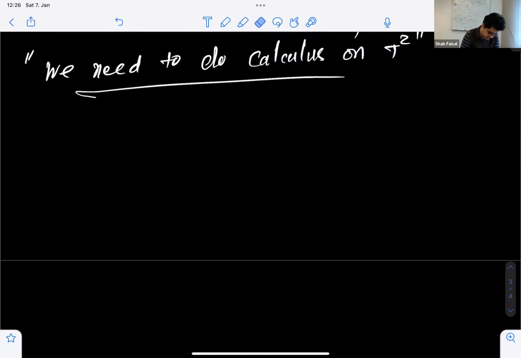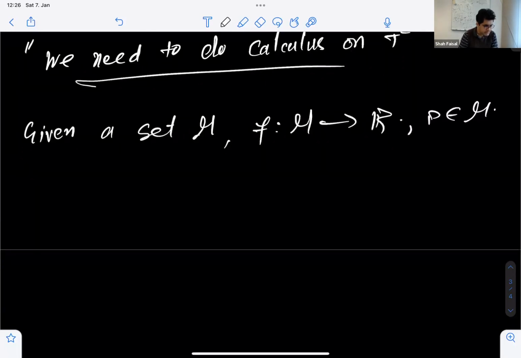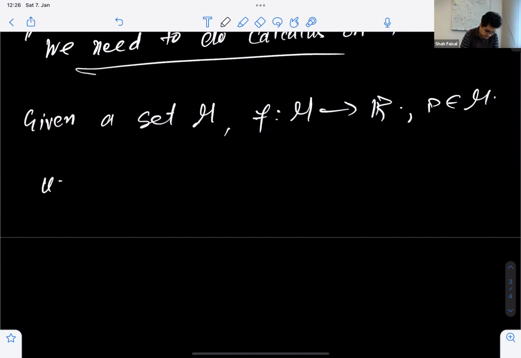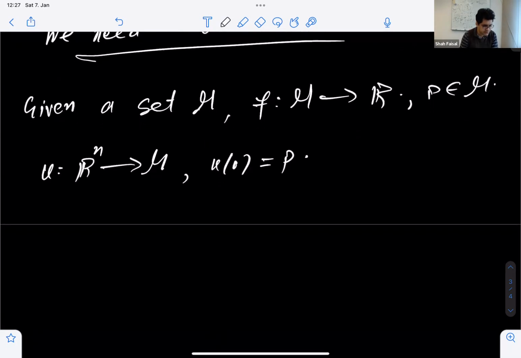So let's think of the following. The question is, given a set M, and you have a function from M to R, how would you define its differentiability? So take a point P, and let's suppose we have another function U from Rn to this set M such that it maps the zero vector to that point P. Suppose such a function exists.